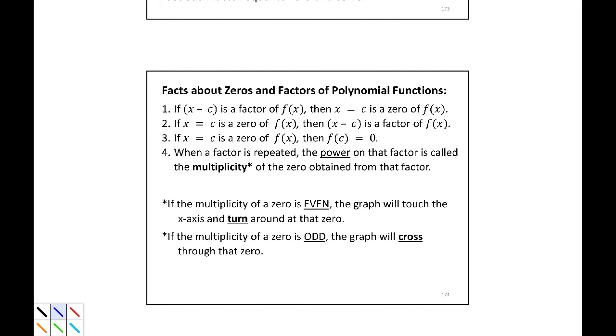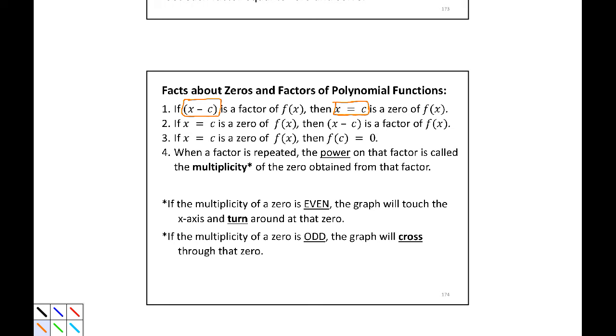Zeros and factors. If x minus c, that could be x minus 1, x minus 7, whatever, is a factor of the function, then that means x equals c is a zero of the function. Now we actually use this quite often when we're talking about rational functions, finding domain, when we're solving quadratic equations. We use this a lot.